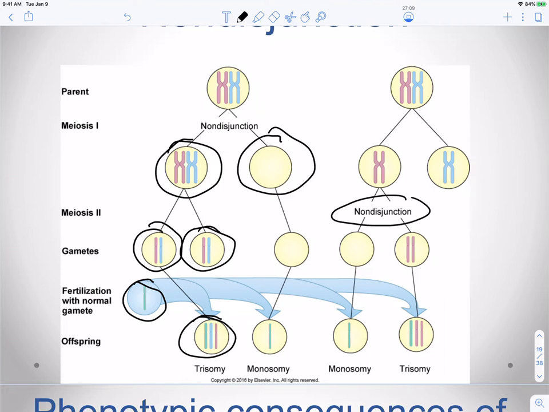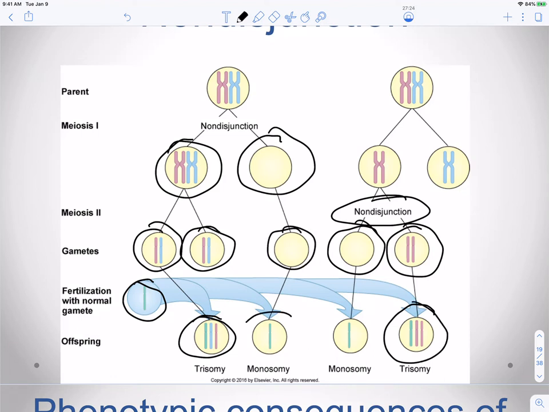Non-disjunction can also occur during meiosis II, in which one gamete, again, has a loss of a chromosome. And then your other gamete gains two, and then you get fertilized and you have a trisomy. Now, when you have a loss of a chromosome and you get fertilized, then you have that potential for haploinsufficiency and you have the monosomy.